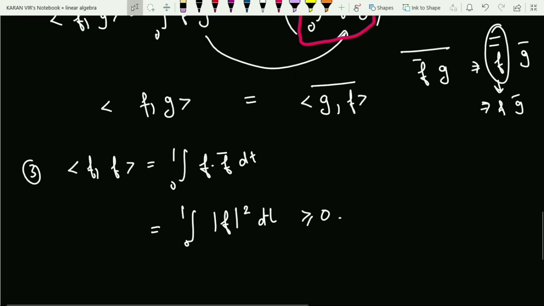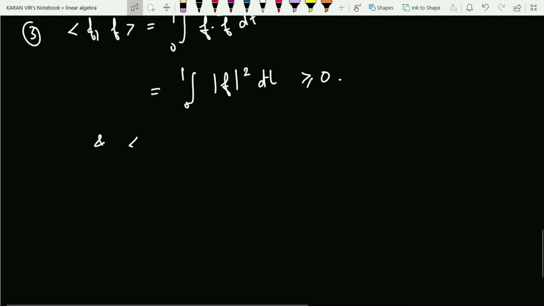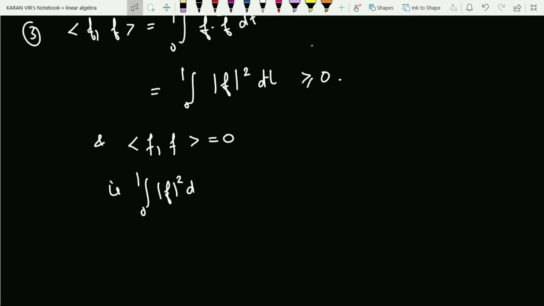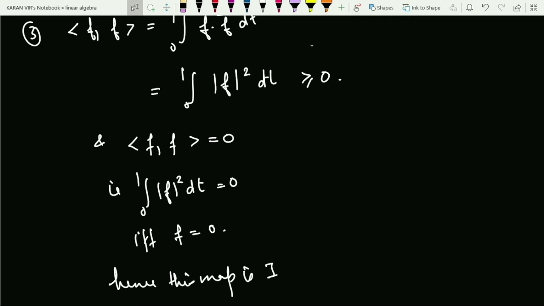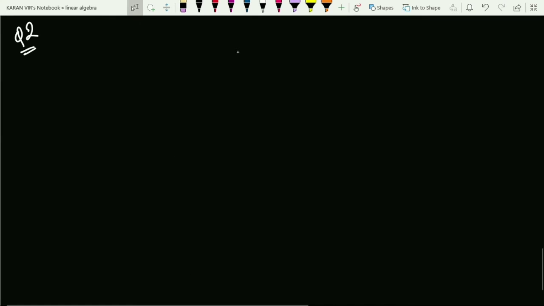And when will it be 0? The last thing is that the inner product of f with f will be 0 if and only if f is 0. So what does this mean? The integral from 0 to 1 of modulus of f squared dt is 0, and this is only possible if and only if my f is 0. And hence this map is an inner product space. Now let us move to another example.